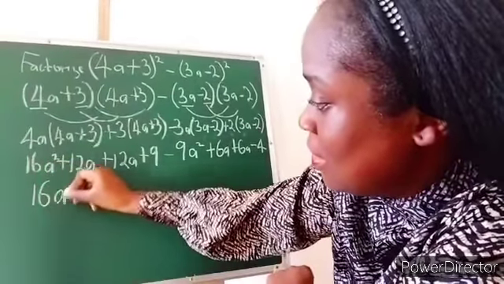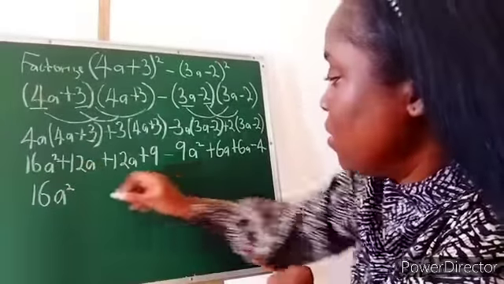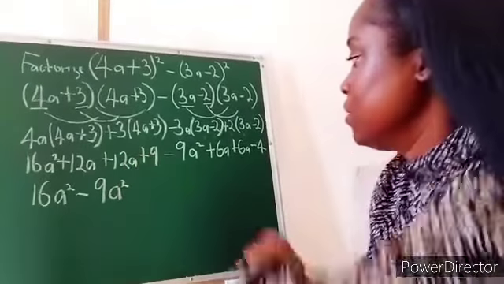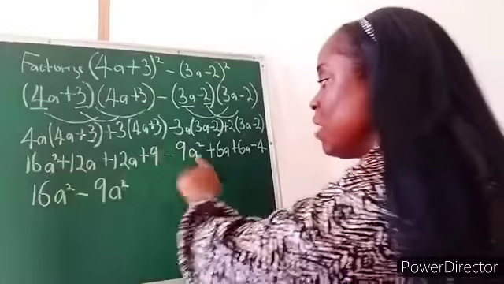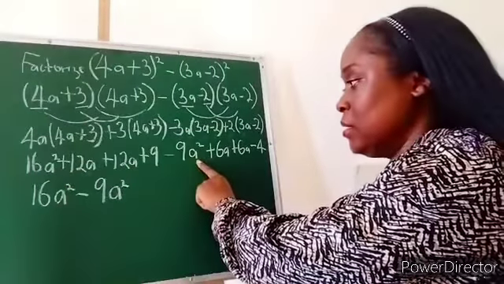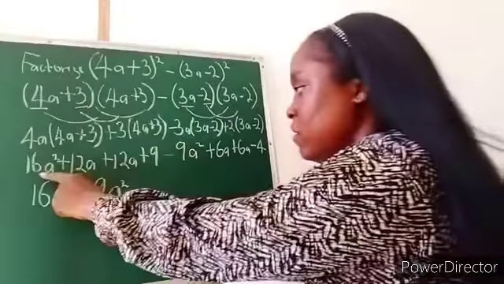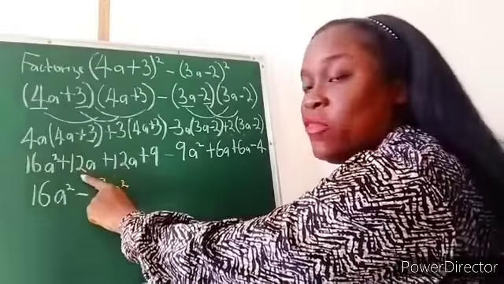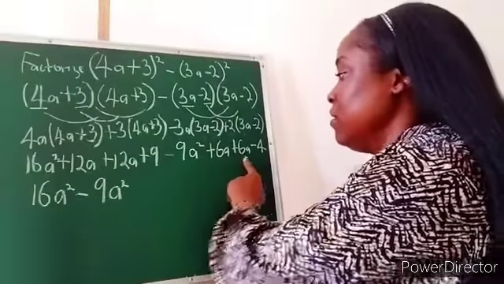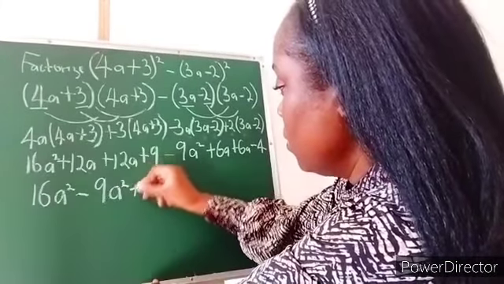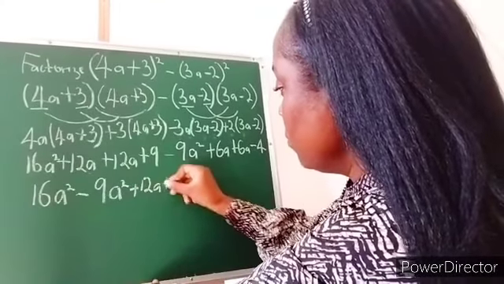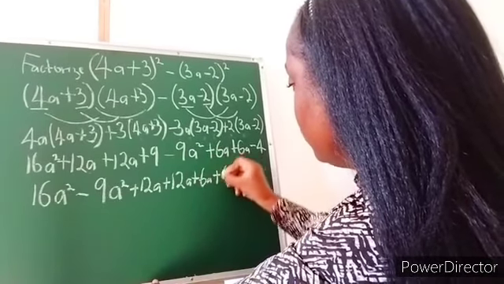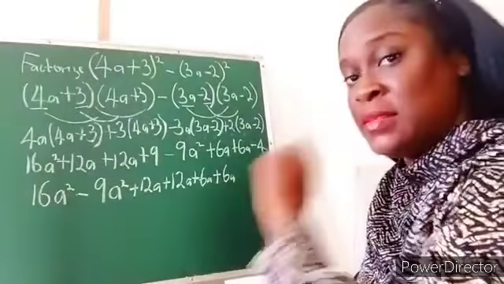16a square minus 9a square. See these two, na the same. A square. Na the same family. Now see another people wey dey here: 12a, 6a and 6a. So we go write am plus 12a plus 12a plus 6a plus 6a. I think the thing don finish.